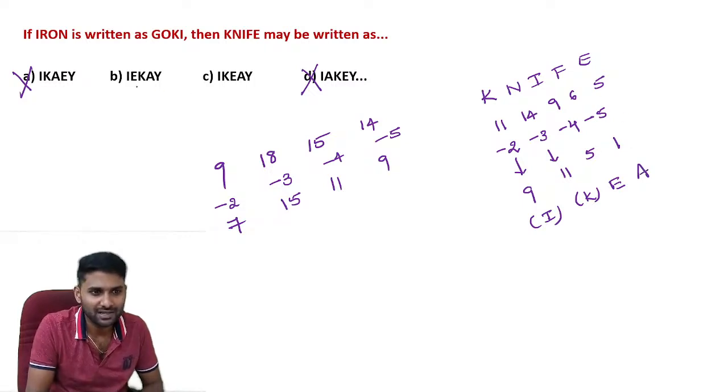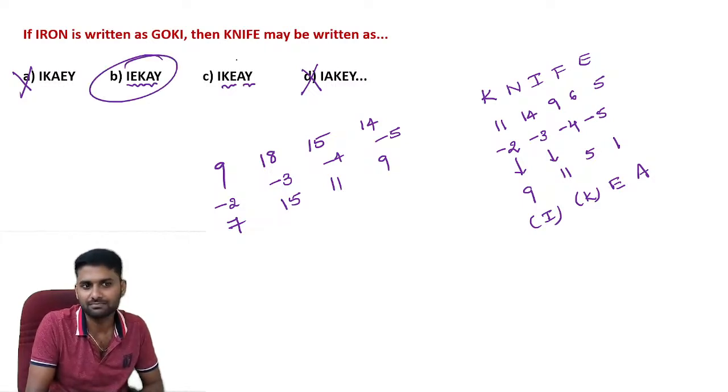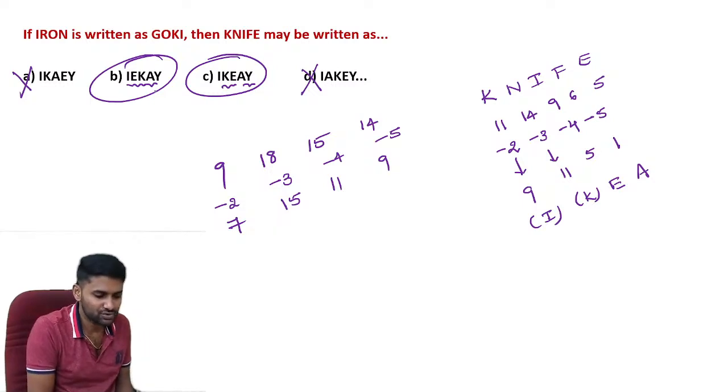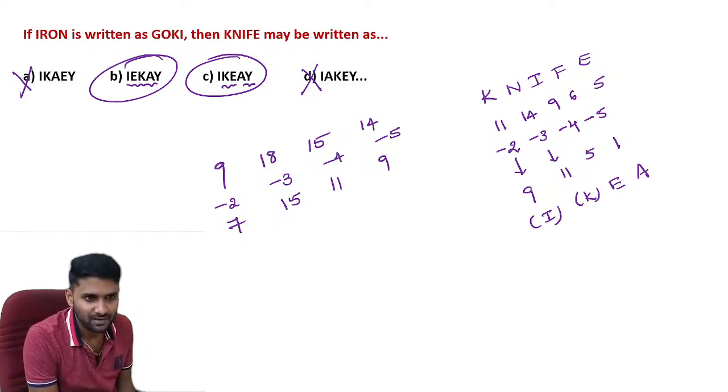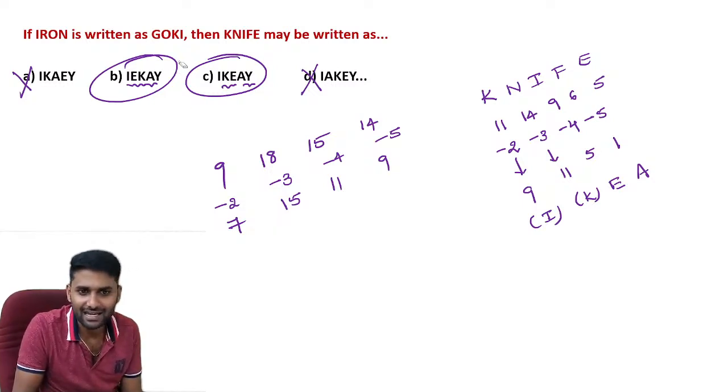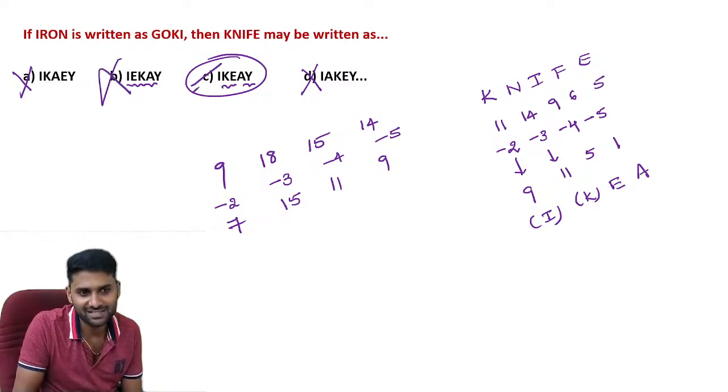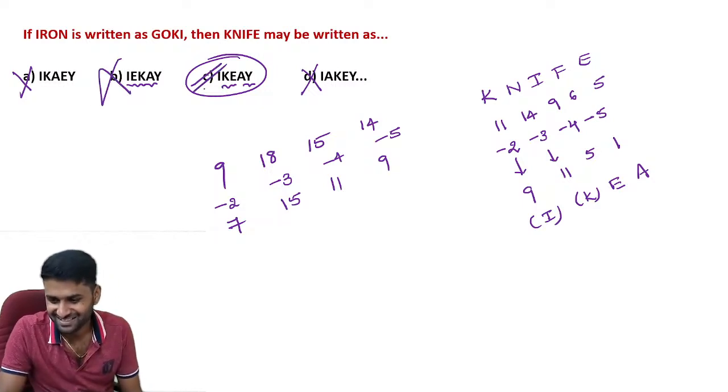So if you observe that, IEK, both are the same. Maybe it's a typing mistake. You can choose either B or C. Guys, sorry. It's IEK and IKE, right? So B is eliminated, C is the right answer. Sorry, I missed that. So here B is the invalid answer and C is the correct one.